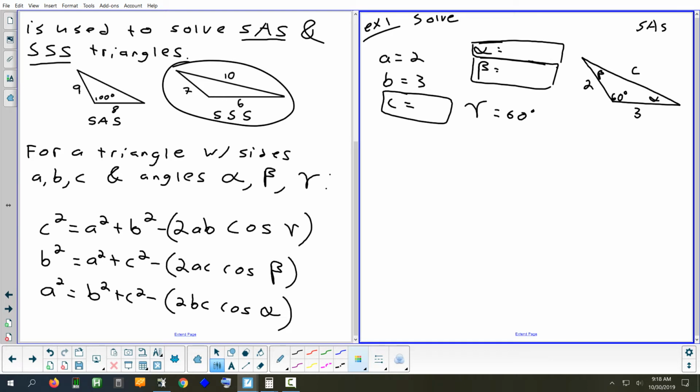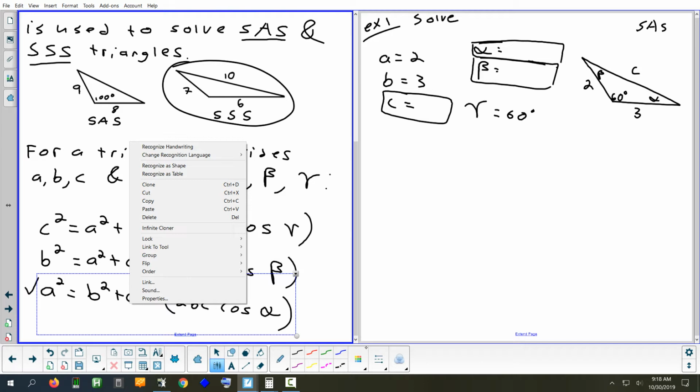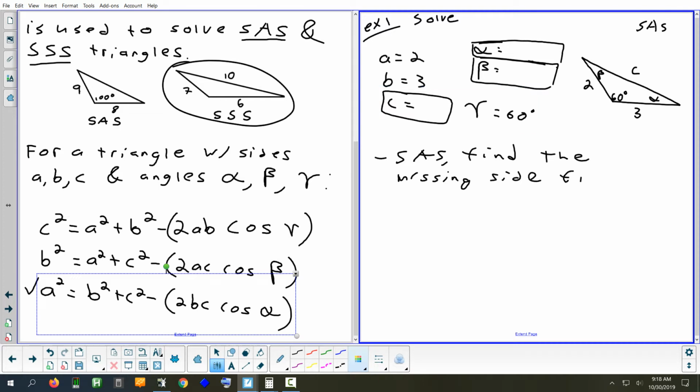Let's say you wanted to. You say, okay, I'm going to use this one. Well, you're trying to solve for alpha, so you're missing alpha. That's one thing. This formula also has a C in it. Well, you're missing C. Okay, so with side angle side, find the missing side first. You have to, because we're going to need that missing side to get the other two angles.